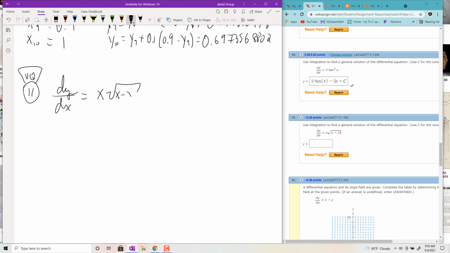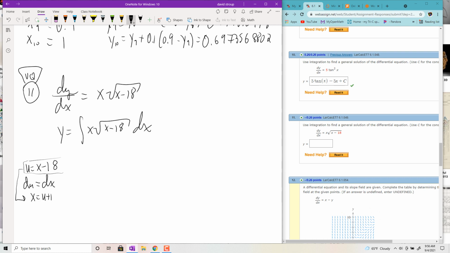Okay, so I like this problem because this is one of those ones where the u sub doesn't quite do it, doesn't quite cut the mustard. So anyways, y will equal the integral of that thing. And you could try to do a u sub on the x minus 18, but you wouldn't be able to get rid of that x in front. du is just dx. So what you want to do, again, is take this equation and solve it for x. Okay, so x would equal u plus 18.